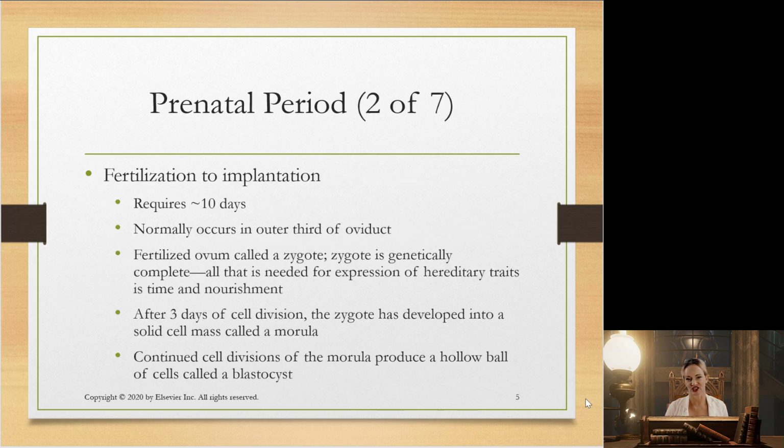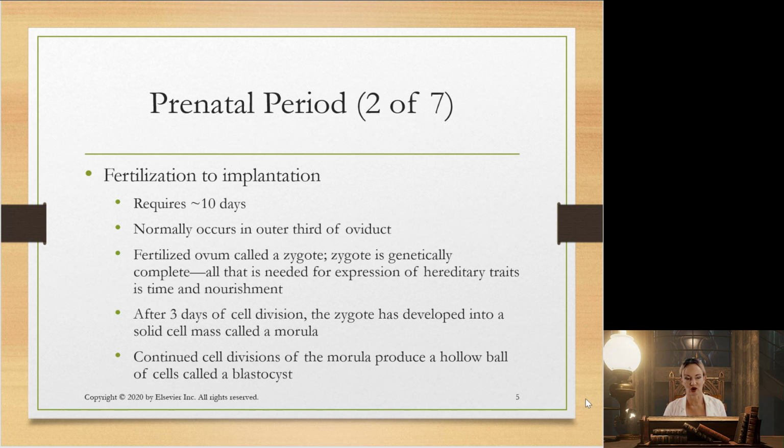Now, fertilization to implantation requires about 10 days. It normally occurs in the outer third of the oviduct. And the fertilized ovum, called a zygote, is genetically complete. All that is needed for expression of hereditary traits is time and nourishment. After 3 days of cell division, the zygote has developed into a solid cell mass called a morula. Continued cell divisions of the morula produce a hollow ball of cells called a blastocyst.